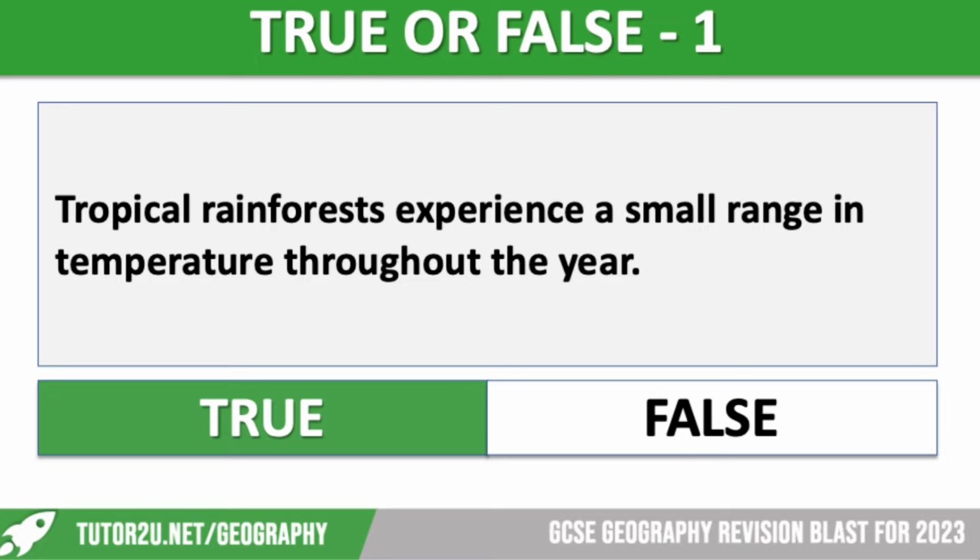Right, we're going to move on to some true or false statements. Okay, so I'm going to show you 5 statements. You've got to decide whether they are correct or incorrect. So our first one is: tropical rainforests experience a small range in temperature throughout the year. Is this true or false? So we'll leave it up for a moment before we reveal the answer.